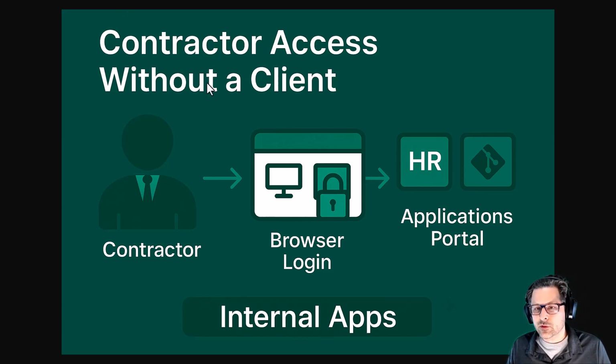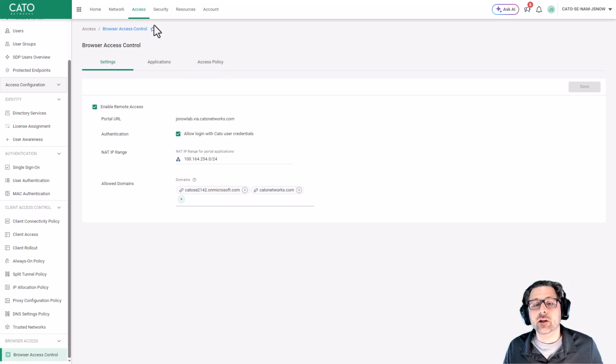First and foremost, you're going to log into the CMA. You're going to go to Access, Browser Access Control. You're going to enable that, and then you can set up individual domains and NAT IP range for security. Again, this is your portal URL. This is the actual application portal. I'll show you that in a second.